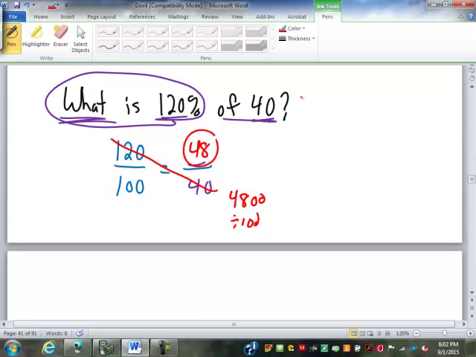Now, if you think about that, it makes sense. 120% is more than 100%. 100% is the whole thing, so 120% has to be bigger than what we started with. So 48 is bigger than 40. 48 is 120% of 40.